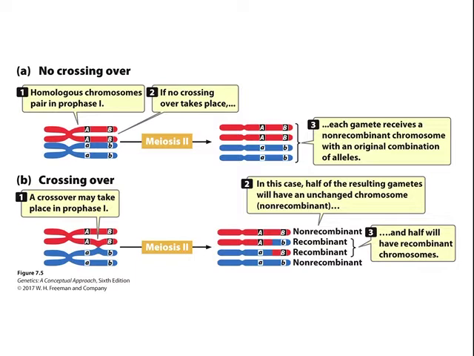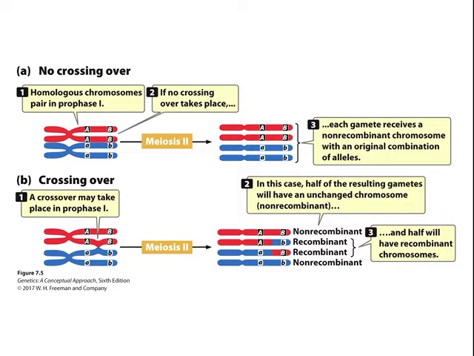In linked genes where there isn't crossing over, only non-recombinant gametes are made. In meiosis in which there's a single crossover, half the gametes are recombinant and half are non-recombinant. Because each crossover leads to half recombinant gametes and half non-recombinant, the total percentage of recombinant gametes is always half the percentage of meioses in which crossing over takes place.